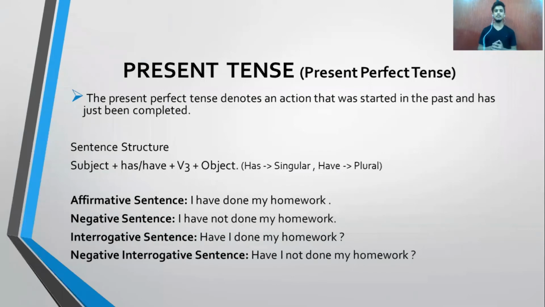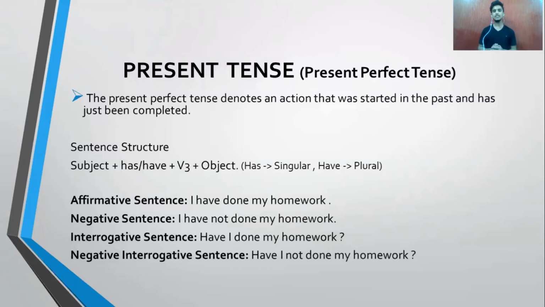Present perfect tense. The present perfect tense denotes an action that was started in the past and has just been completed. For example, they have done their homework. Sentence structure: subject plus the helping verbs, which are has and have. Has is used with first person singular nouns, and have is used with second person and plural nouns. Then the third form of the verb and then the object. In an affirmative sentence, the same structure is written. I have done my homework.